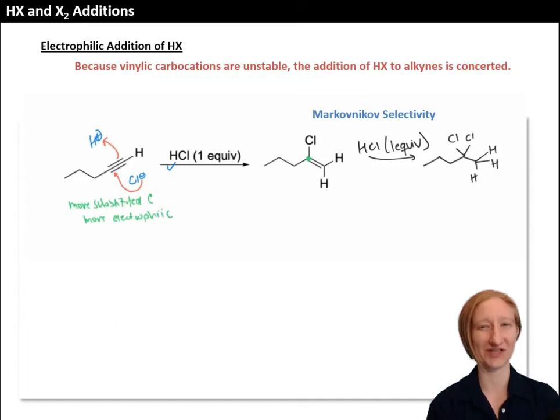One more piece to note here is that this reaction states one equivalent of HCl. But if we were to add a second equivalent, or if we had excess HCl in our reaction, then this alkene could undergo a second electrophilic addition reaction, just as we saw previously, to form the dihalogenated alkane. That addition, as we learned before, also proceeds with Markovnikov selectivity, adding the chlorine or the X group to the more substituted carbon and the hydrogen to the less substituted carbon.